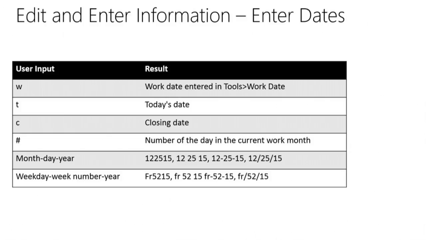When entering dates in the system, we can also make use of some interesting shortcuts. Let's have an overview. For example, if I am on a date field, I can enter W in the system, and W will be then evaluated to the work date. And you might remember the work date is a date you can set as a user in the application. T will be evaluated into today's date, C into a closing date, and so on. Let's have a look at an example in the application.